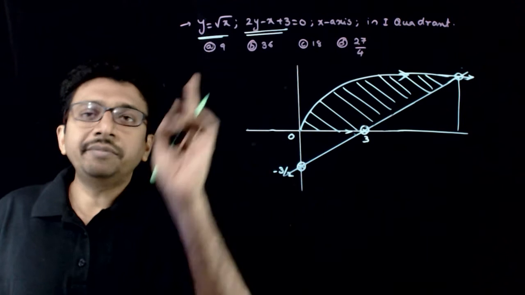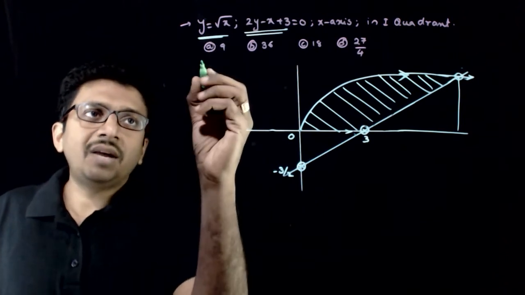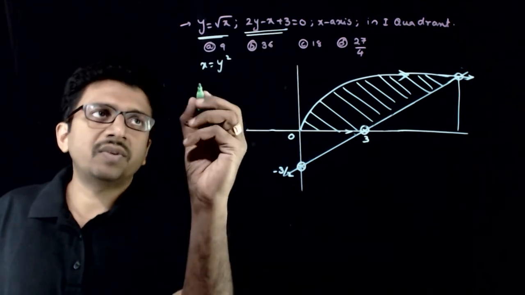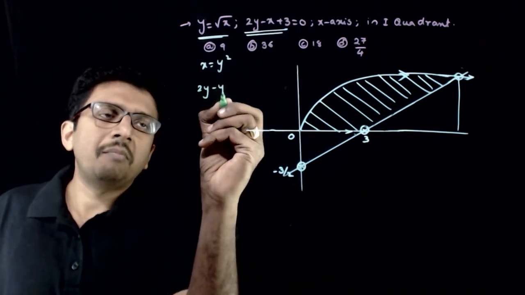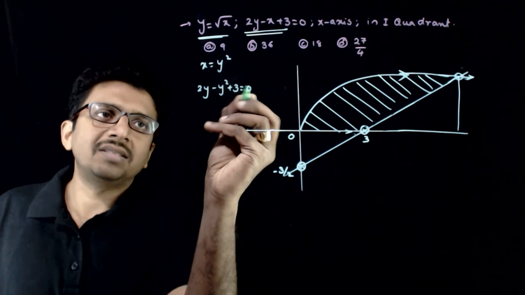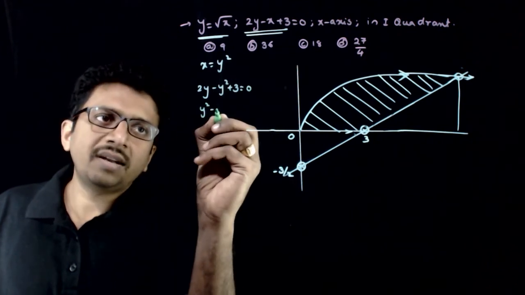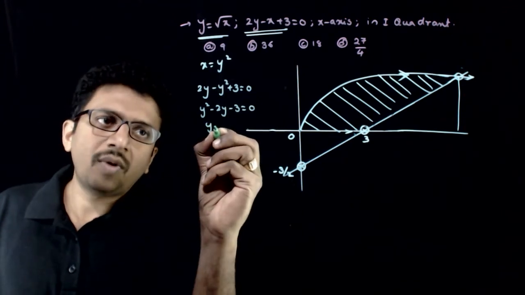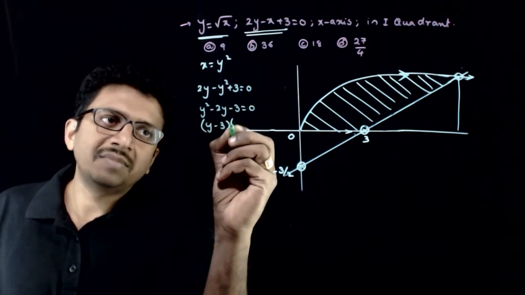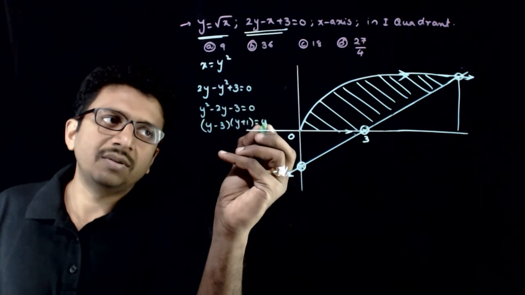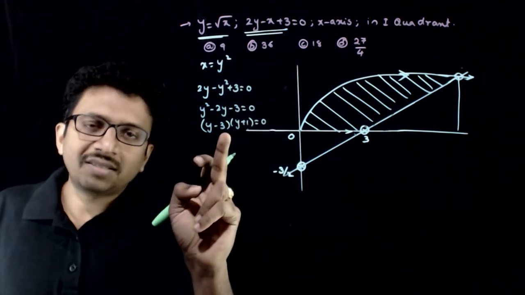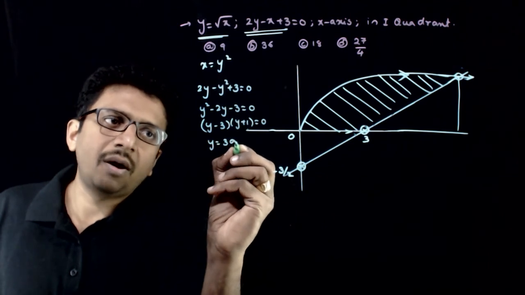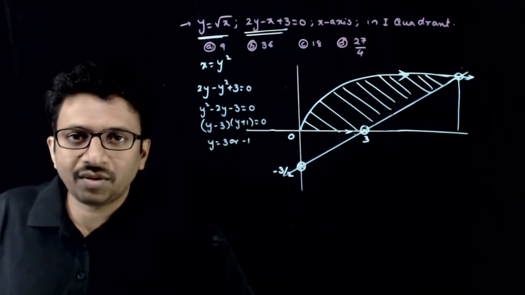So y is equal to root x, so x is equal to y square, right? So I'll just put x is equal to y square. So 2y minus y square plus 3 is equal to 0. So y square minus 2y minus 3 is equal to 0. So y minus 3 times y plus 1 is equal to 0. So y is equal to 3 or minus 1.